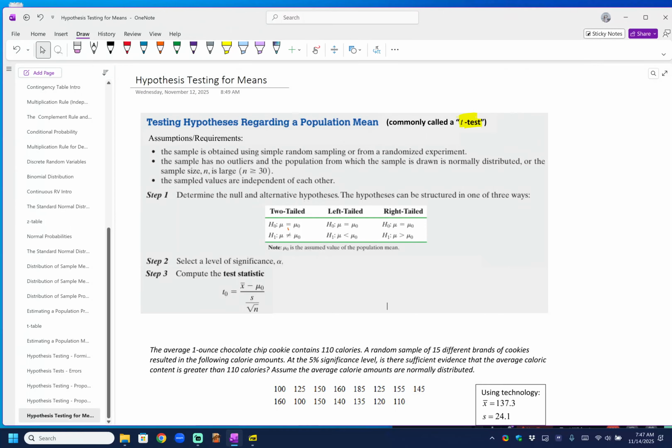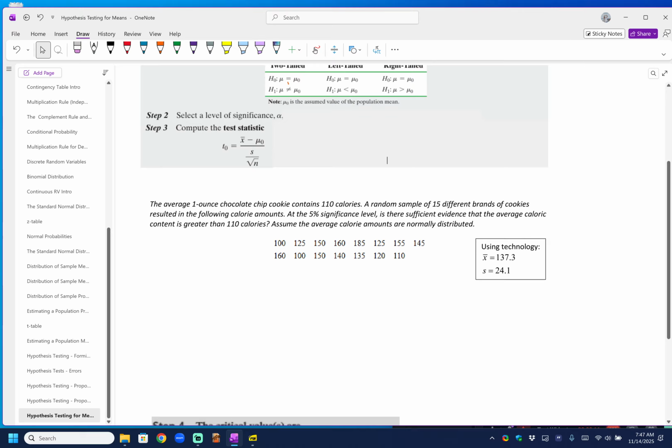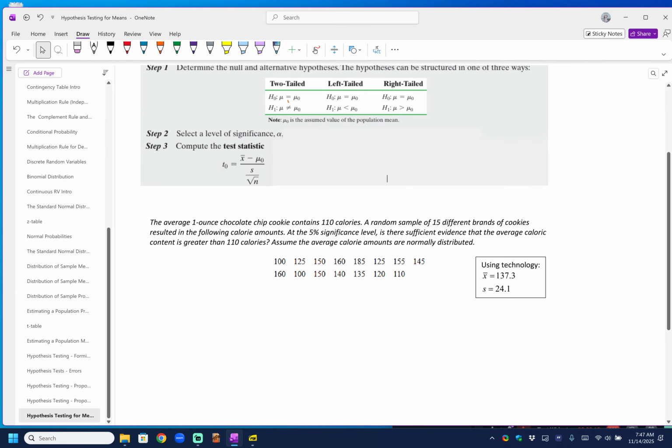Let's look at an example and complete the initial steps of our hypothesis test for a population mean. It says the average 1 ounce chocolate chip cookie contains 110 calories. A random sample of 15 different brands of cookies resulted in the following calorie amounts. Use the 5% significance level. Is there sufficient evidence that the average caloric content is greater than 110 calories? Assume the average calorie amounts are normally distributed.